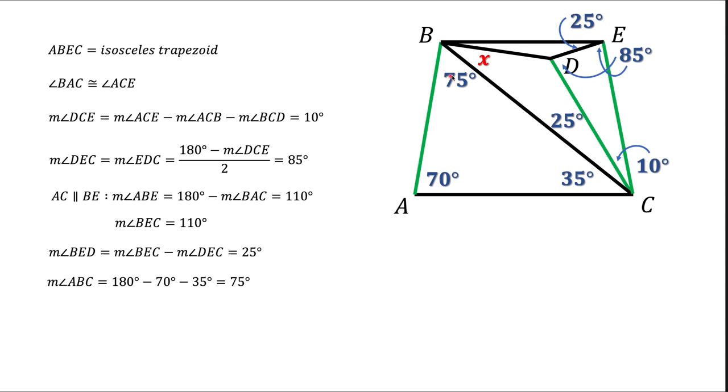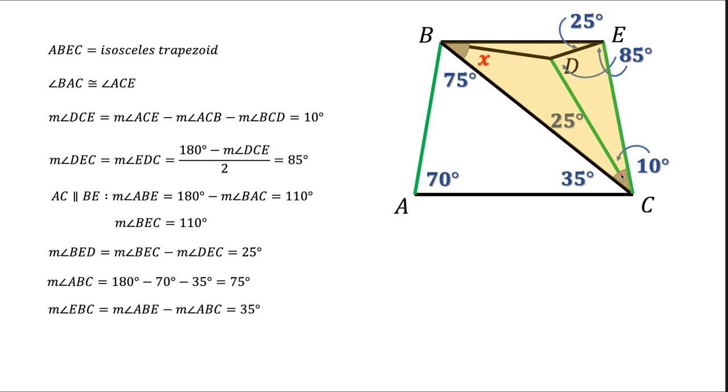Now if you remember, this big angle here for the trapezoid was 110 degrees. This angle is 75 degrees. Therefore, this gray angle here should be 35 degrees. But now, this angle is 35 degrees. And if you look at this angle, it's 25 plus 10, it's also 35 degrees.